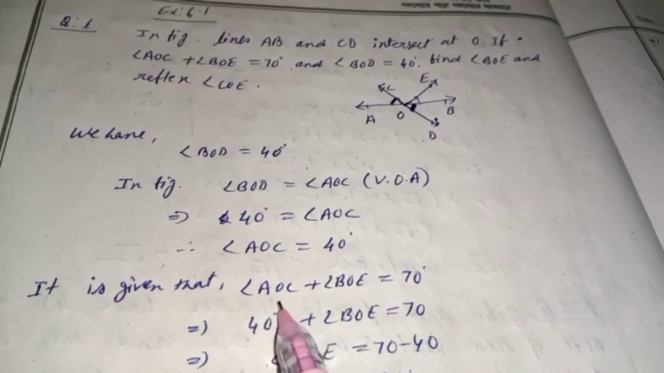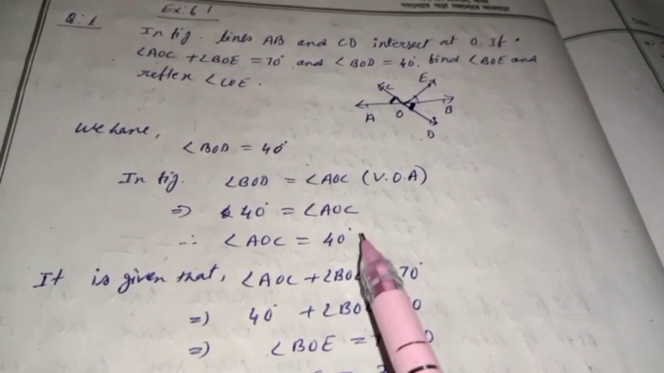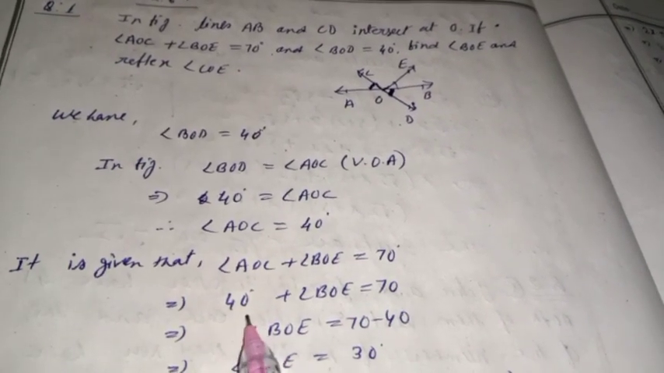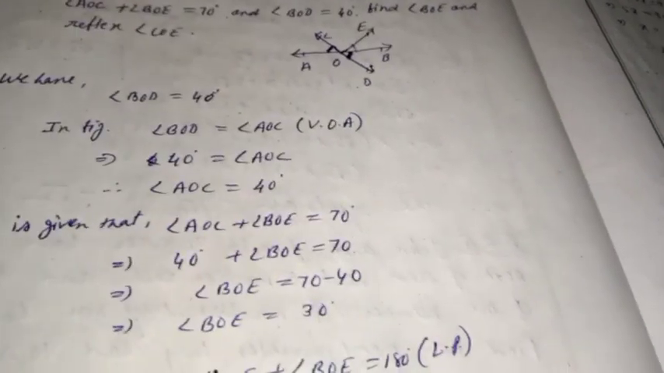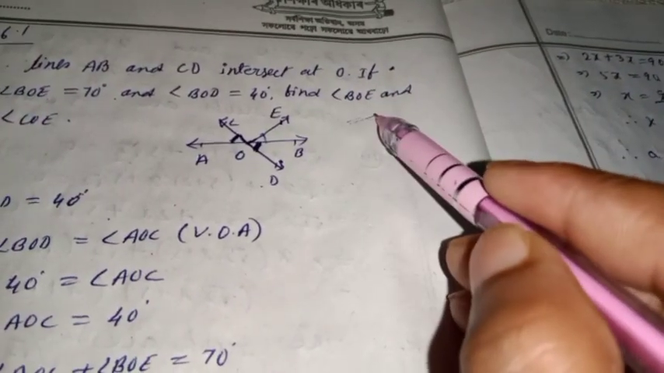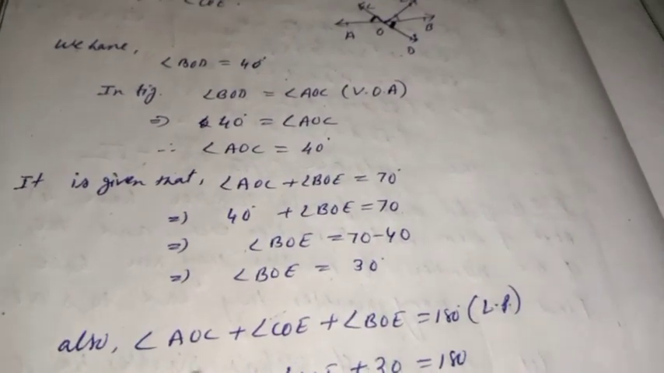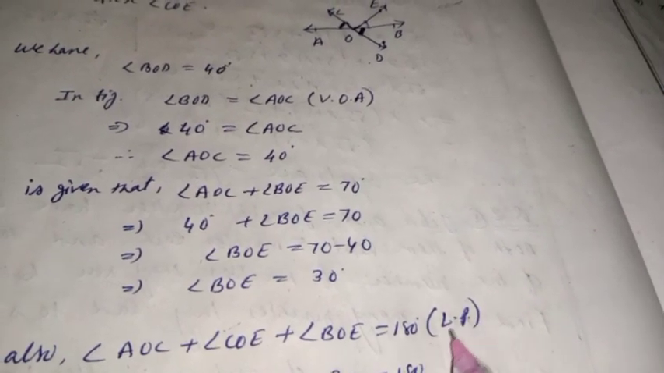Now it is given that AOC plus BOE is equal to 70 degrees. So in the place of AOC, just replace it: 40 degrees plus BOE is equal to 70. If we transfer this 40 to the right hand side, then 70 minus 40 is how much? 30. So we got BOE. So what do we need? BOE. So we got BOE. Clear?